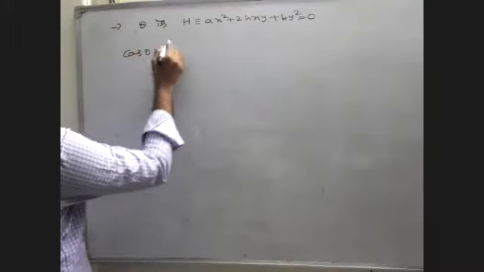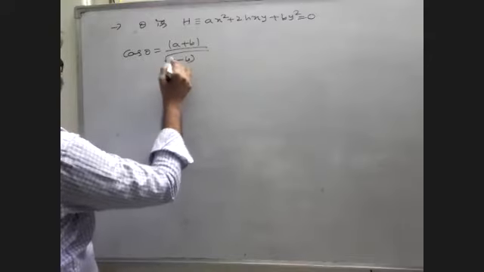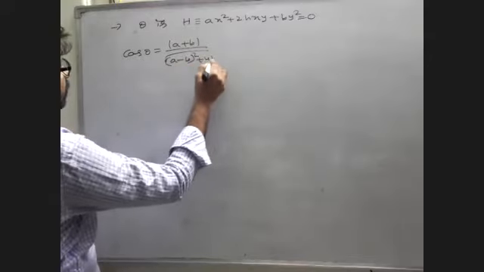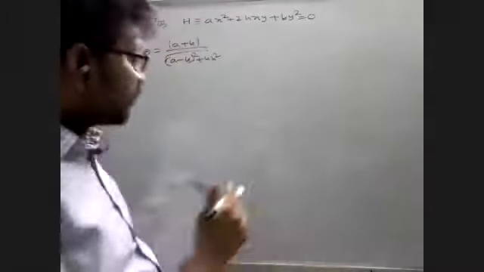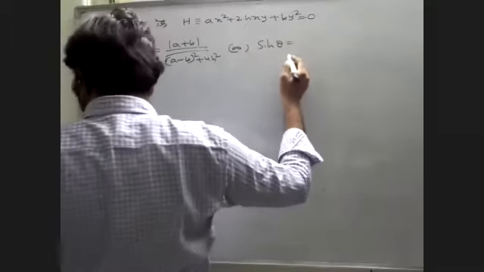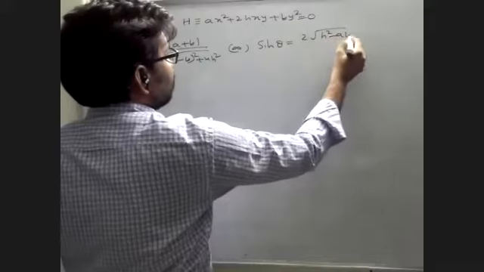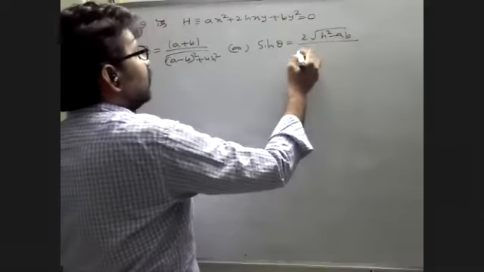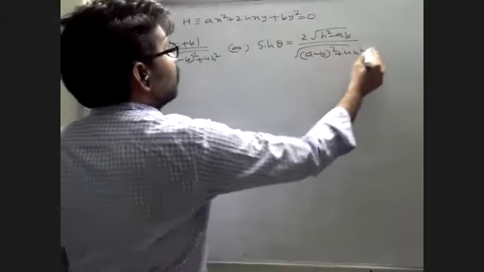Then cos theta is equal to mod of a plus b by root over (a minus b) whole square plus 4h square. This is the formula to find the angle. And we have sin theta also, or sin theta is equal to mod 2 root over (h square minus ab) by the same denominator, root over (a minus b) whole square plus 4h square.